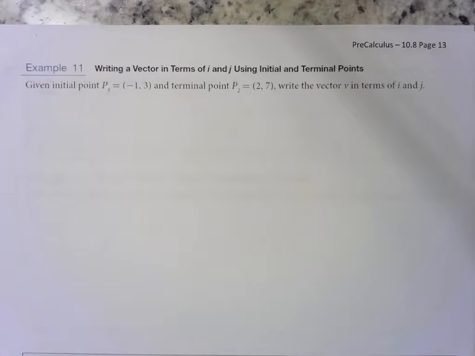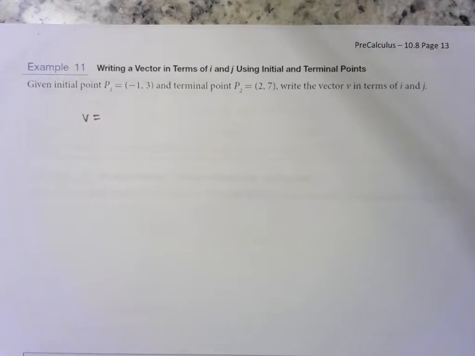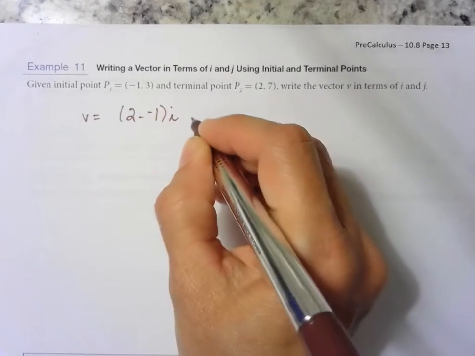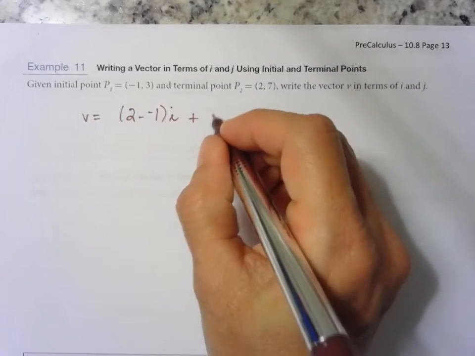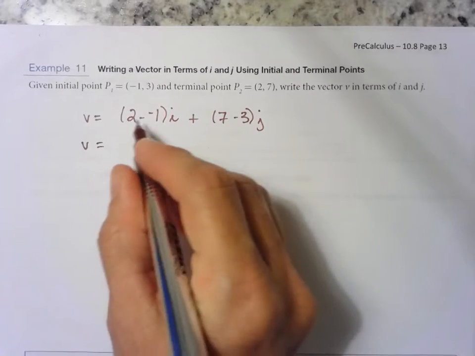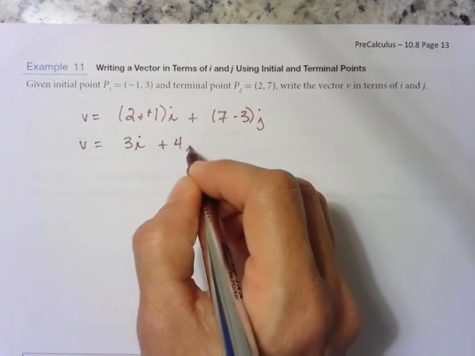Given an initial point P1 (-1, 3) and terminal point P2 (2, 7), write the vector in terms of i and j. Again, we use the formula that we had on the last page. So v is equal to the difference in the x's, so 2 minus -1, i, plus the difference in the y's, so 7 minus 3, j. This is equal to 3i plus 4j.